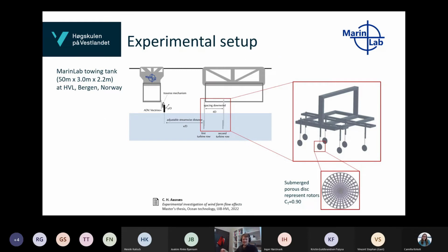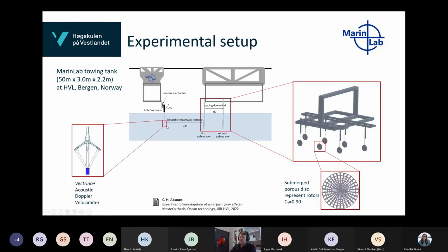Of course, this is not completely accurate. This is just a simplified model of a rotor, but as we look at farm scale effects, we hope that this is sufficient to create those induction zones as we want to see them.